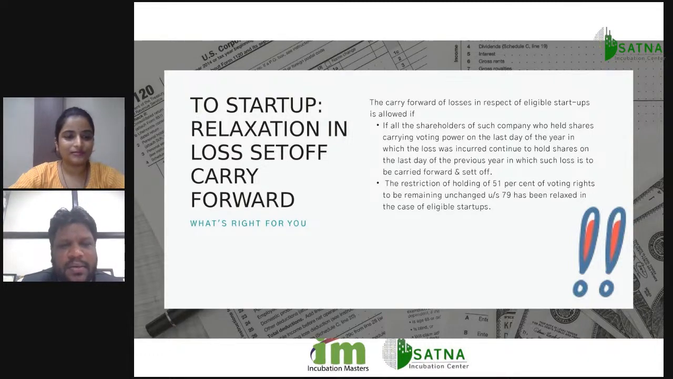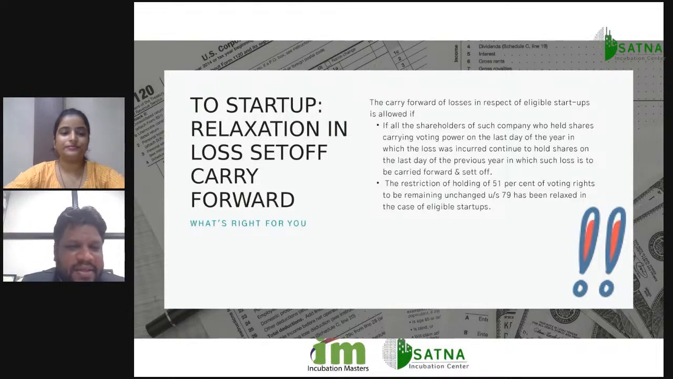Yes, there is a relaxation in law on carry forward if you are registered under startup. So to carry forward your loss in respect of eligible startups, it is allowed. If that is the case, three criteria you have to meet. One is all the shareholders of such company who held shares carrying voting powers on the last day of the year in which the loss was incurred continue to hold shares on the last day of the previous year in which such loss is to be carried forward and set off.